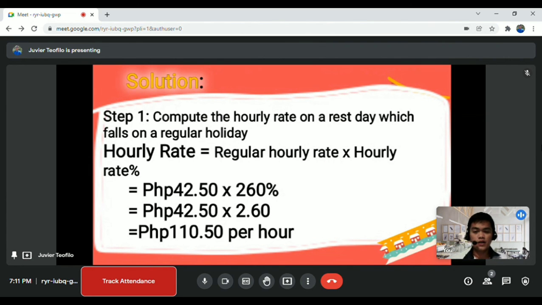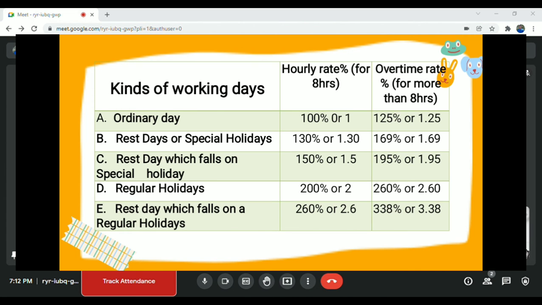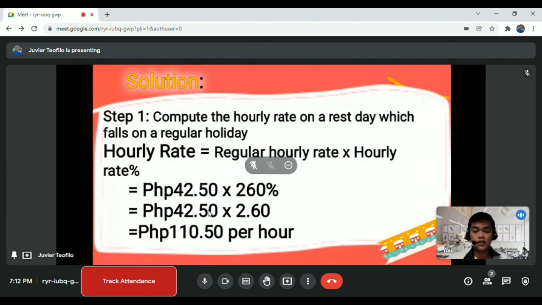260%. Okay, sir, where did you find that 260%? Now, let's see the table according to the Labor Code of the Philippines. Okay, this is it. 260 percent. This is the numerical value that we are going to use because we are going to compute the overtime payment in terms of rest day which falls in regular holiday. So let's go back. We have 42 pesos point 50 centavos times 2.60, and it is equal to 110 pesos point 50 centavo per hour, and this is our hourly rate.